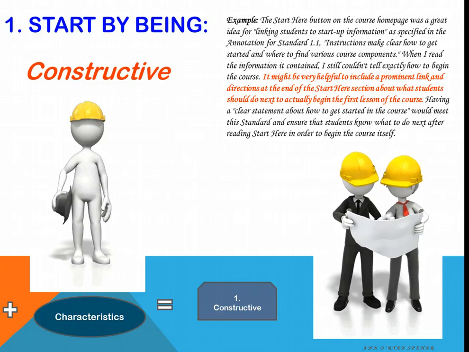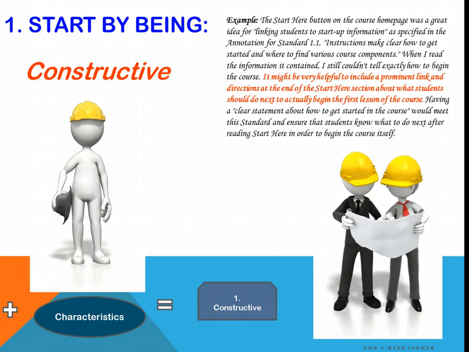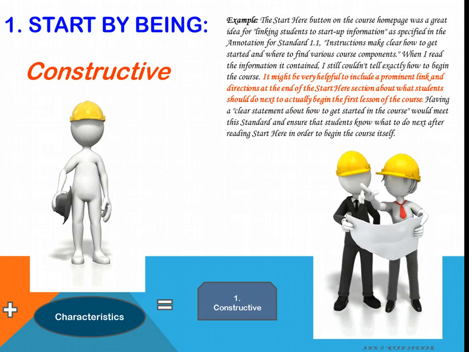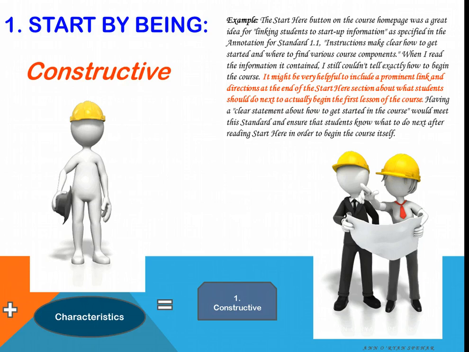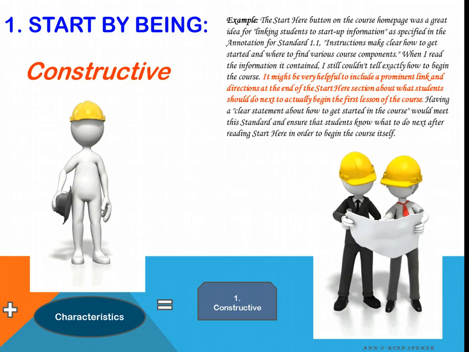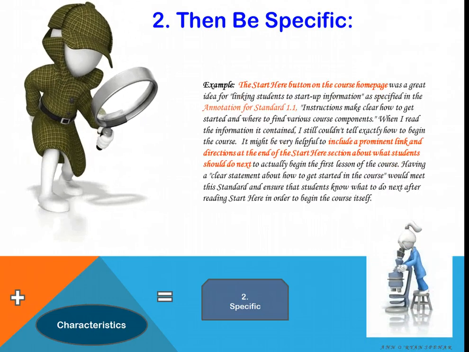Identifying in what ways the course does not meet the standard, or if the course does meet the standard, in what ways it could be continuously improved, is important. And then offer solutions to help the instructor meet the standard or continuously improve their course. This is what we mean by being constructive. And then we want to be specific.